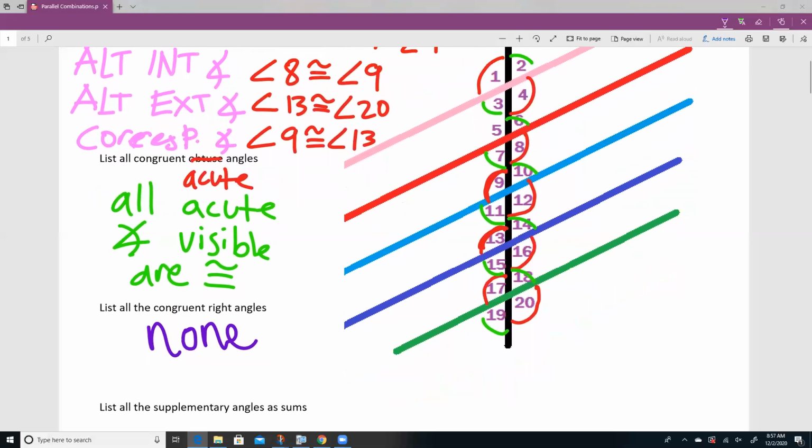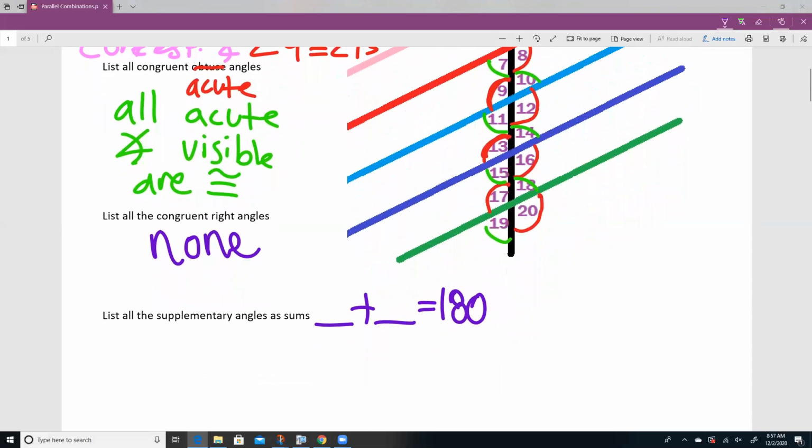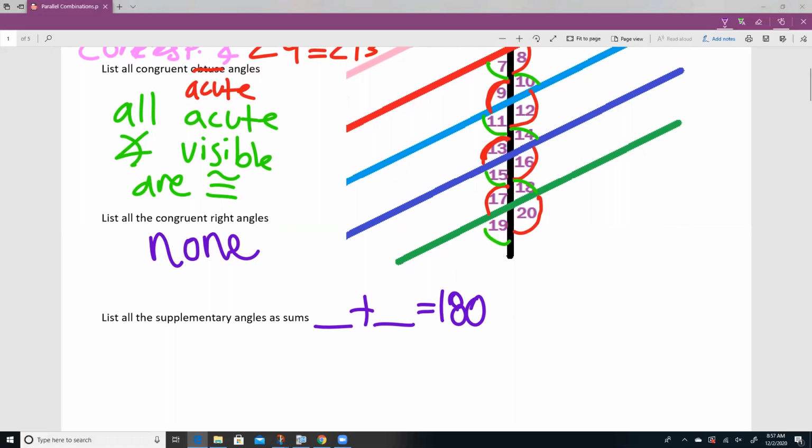Okay, the last thing it asks us to do is list all the supplementary angle sums. Now remember, supplementary angle sums is when we take an angle, we add another angle to it, and we get 180. Now, in order to do this, we just need to pick any acute angle and obtuse angle. Now, I noticed that angle 19 and 20, for example, form a linear pair. Now, linear pair, that adds up to 180, so that's obvious that 19 plus 20 is equal to 180.